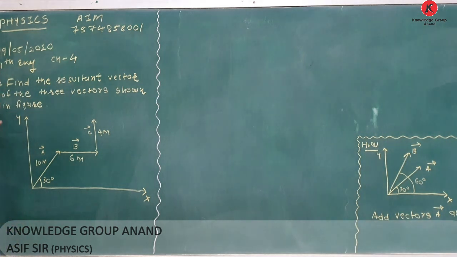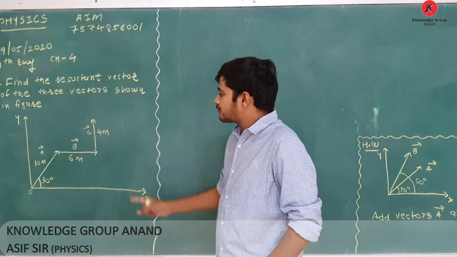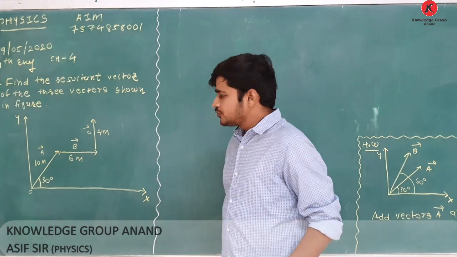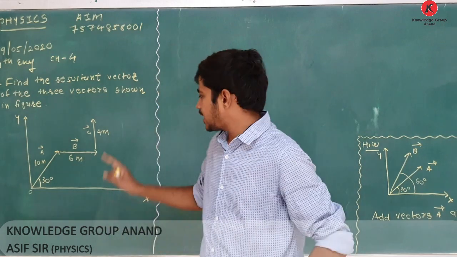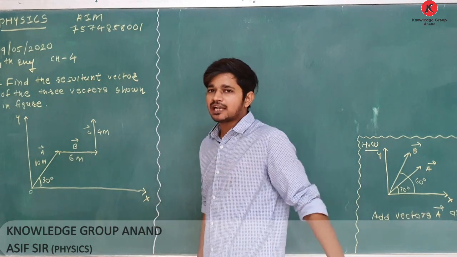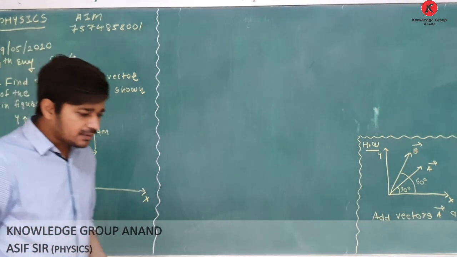See, we have one question. Find the resultant vector of the three vectors shown in the figure. You are given an x, y coordinate system, the origin, and three vectors, vector A, vector B and vector C. You have to identify the data from the figure. You are given a total of three vectors A, B and C with their magnitude and direction. Now we will study this.